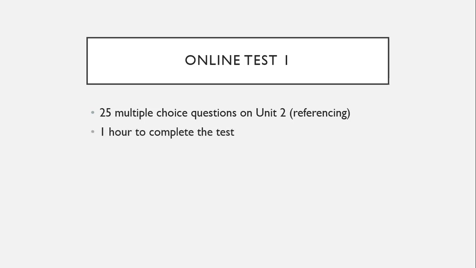Right, let's take you through each test individually. Online Test 1 is 25 multiple choice questions on Unit 2, and Unit 2 deals specifically with referencing. You have got 1 hour to complete this test. Please be aware of this. As soon as you click Start, the timer is going to start ticking. This is why it is important to have sufficient battery life and internet access for the full duration of the test. If your battery dies, then obviously you're going to lose time on completing the test. So please be well prepared. This test is marked online.